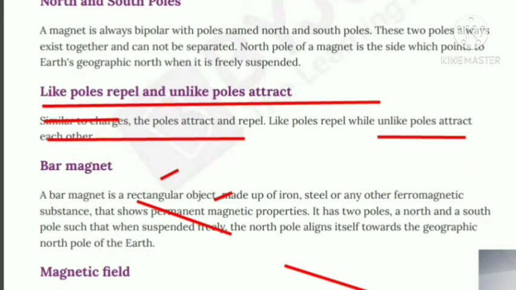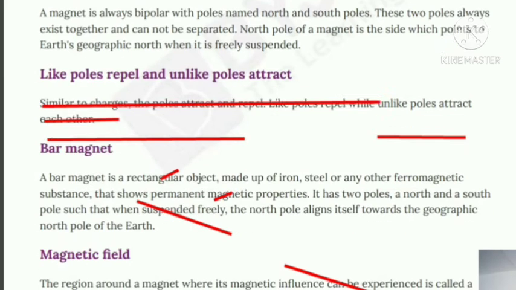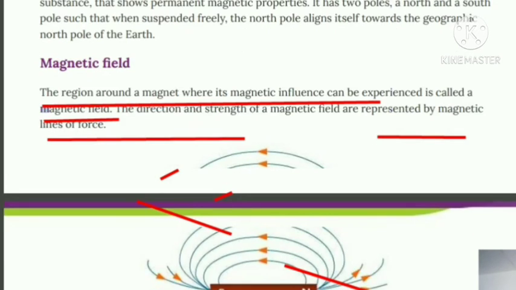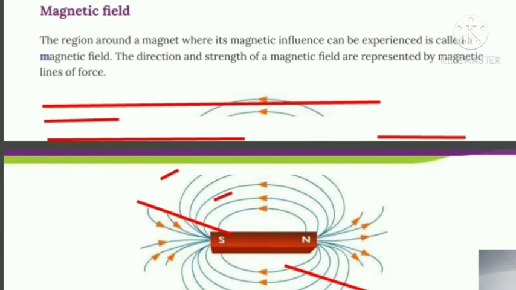The region around a magnet where its magnetic influence can be experienced is called the magnetic field, and the strength of the magnetic field is represented by the magnetic lines. So here you can see the magnetic field lines.